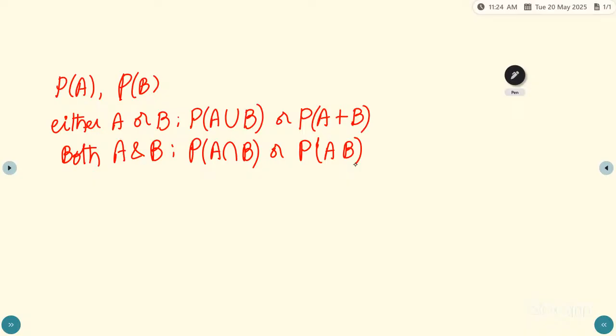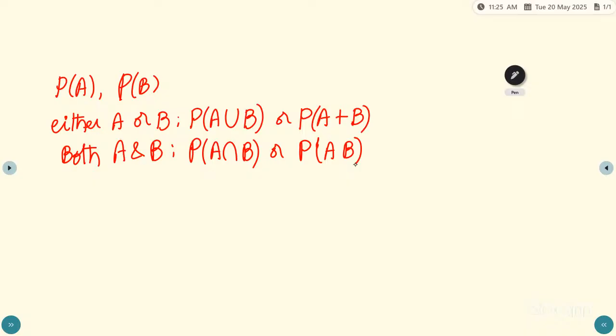What is the meaning of mutually exclusive? Happening of one prevents the happening of all other events in that experiment. That's called mutually exclusive. If A and B are two mutually exclusive events, if A happens, it prevents happening of B. If B happens, it prevents happening of A.